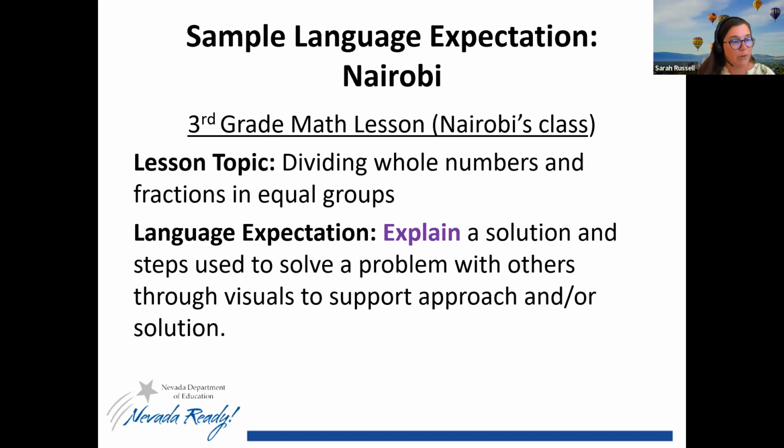Because Nairobi is a little shy with larger groups, and because his overall composite score is 3.3, the visuals are probably key to his success, and this lesson will likely strengthen not only his math skills, but also his language skills and his confidence speaking with others.